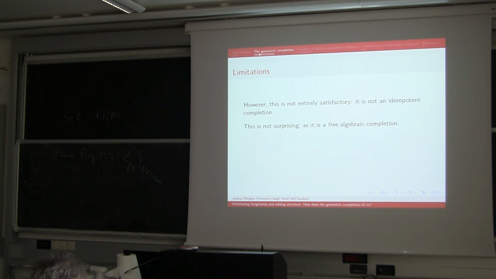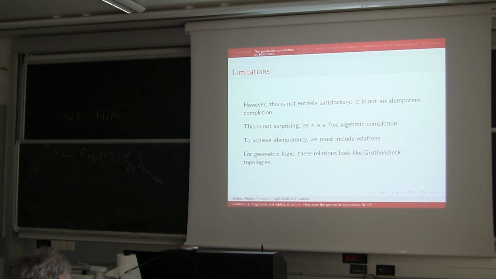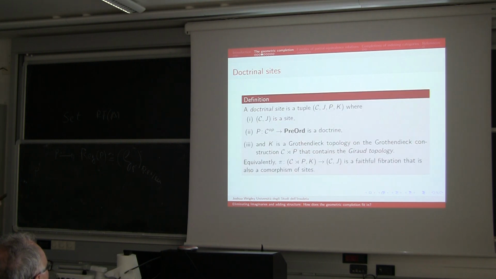And so this is a free geometric completion in the sense that we're just free generating with respect to some generators, but we haven't added any relations. So we need to add relations into our framework in order to get idempotency and this multi-layered completion. And for geometric logic, at least, this looks like adding Grothendieck topologies into the mix. So let's add some Grothendieck topologies into the mix.